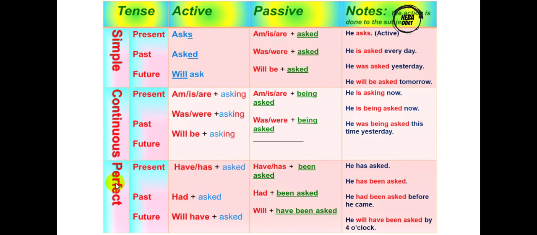If it's past perfect, then I add had and been, which is the participle of be, then the participle of ask.